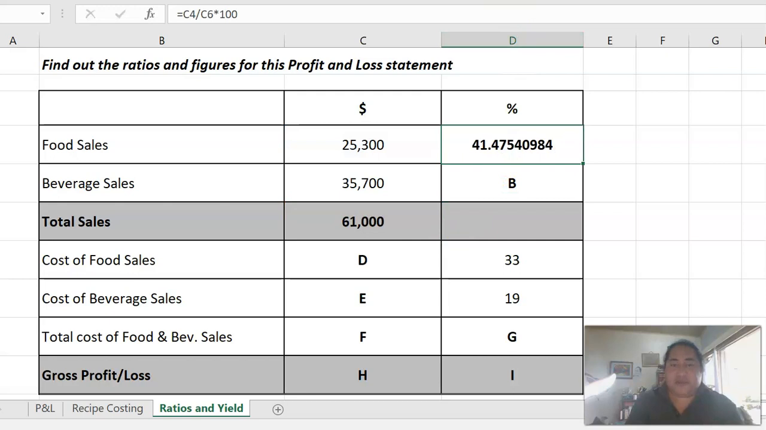I need to see the formulas on the formula bar. You can reduce that to 2 decimal points. So when you read it, it says we spent 41.4% on food sales as compared to our beverage sales, which we're going to work on now. So you delete that, equals your beverage sales divided by total sales times 100, and then you get 58. So obviously we spent more on beverage than food.